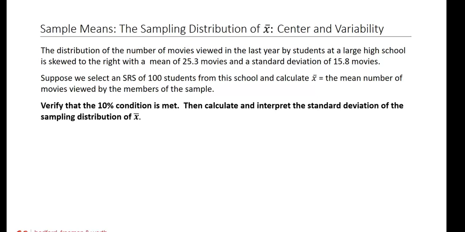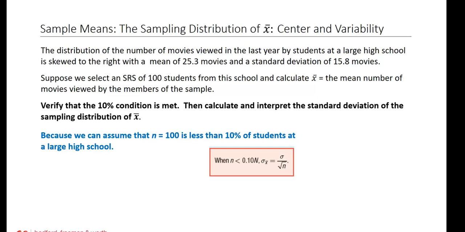Verify the 10% condition is met. Then calculate and interpret the standard deviation of the sampling distribution of x bar. So is it less than 10%? We took a simple random sample of 100 from all the students at a large high school. I'm assuming a large high school is over 1,000. So 100 is less than 10% of over 1,000. So that passes the condition. So we can then do the standard deviation using the formula. You plug in the standard deviation of this sample divided by the square root of n, and we get 1.58 movies.